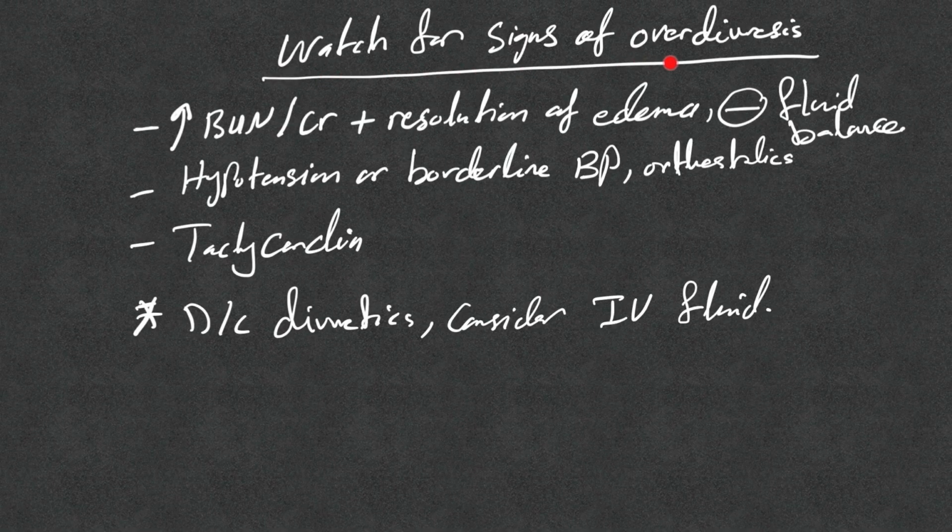And remember to watch for signs of over-diuresis. Watch for kidney function. If there is a constant increase in BUN and creatinine, along with the resolution of edema, and there is a significant negative fluid balance, that's a sign that you need to stop diuretics. Also watch for hypotension or borderline blood pressure or orthostatic hypotension, tachycardia. In these cases, discontinue diuretics and consider IV fluid. Yes, you may need to give some fluids back.